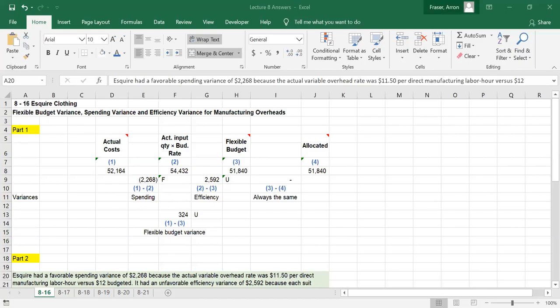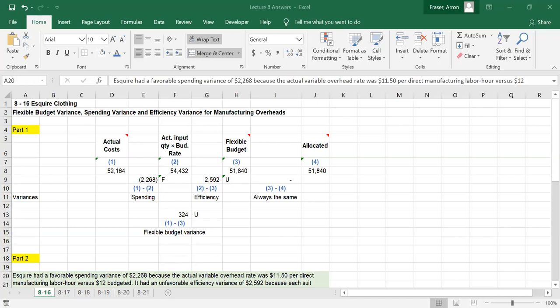All right, so the examples that I will work are examples 8-16 and 8-21. So 8-16 says Esquire Clothing is a manufacturer of designer suits. The cost of each suit is a sum of three variable costs, which are direct material costs, direct manufacturing labor costs, and variable manufacturing overhead costs, and one fixed cost category, which is fixed manufacturing overhead costs.